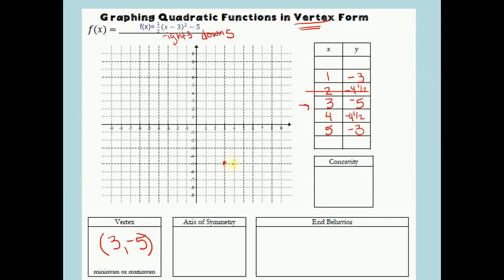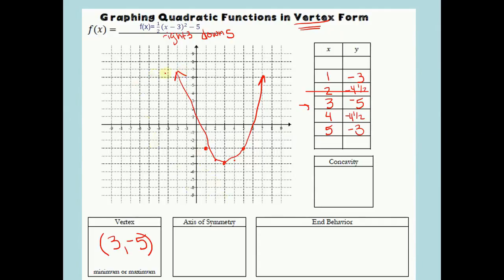So now let's graph the rest of my points. So I got 1, negative 3, negative 2, negative 4.5, so right about there. And then I'm just going to take my mirror. There we go. Let's go ahead and connect my dots. Oof. Marsh can't connect dots today. There we go. So now concavity, remember, is that means up or down.